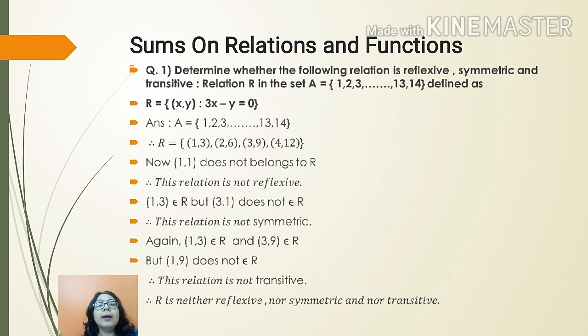Next, here (1,3) belongs to the relation, but (3,1) does not belong to the relation. So the relation is not symmetric. Next, (1,3) belongs to the relation, and (3,9) belongs to the relation, but (1,9) does not belong to the relation R. So the relation is not transitive. So the relation R is neither reflexive, nor symmetric, nor transitive.